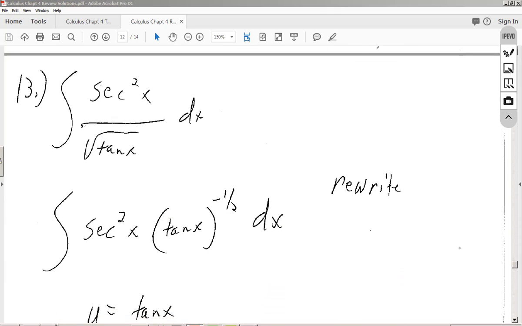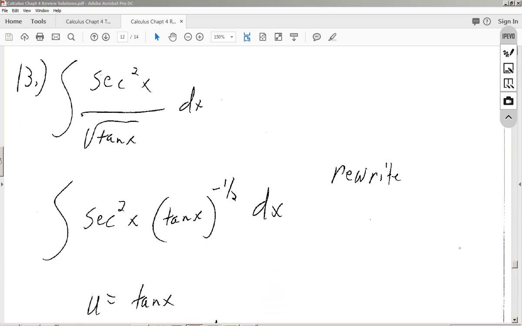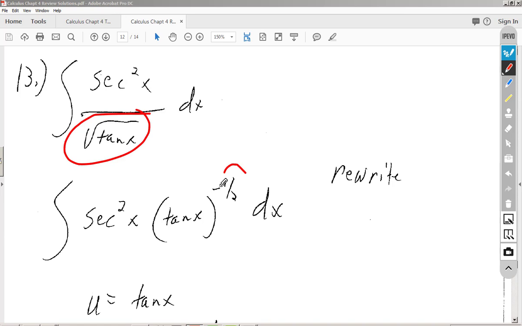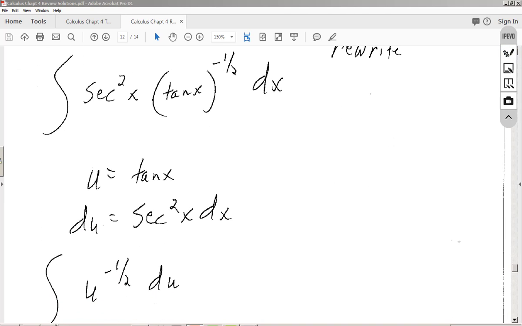On the next problem, number 13, I've got the integral of the secant squared of x, all over the square root of the tangent of x. First thing I'm going to do is rewrite it so that my square root sign becomes a half power. And then since I moved it up to my numerator, that changes that to negative 1/2. So now I've got this integral of the secant squared of x, tangent of x to the negative 1/2.